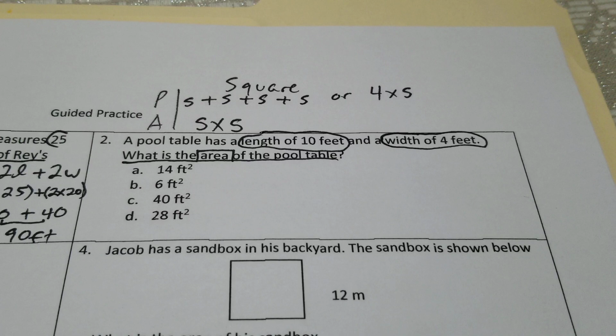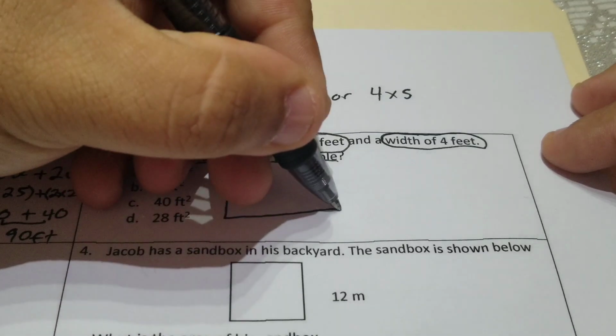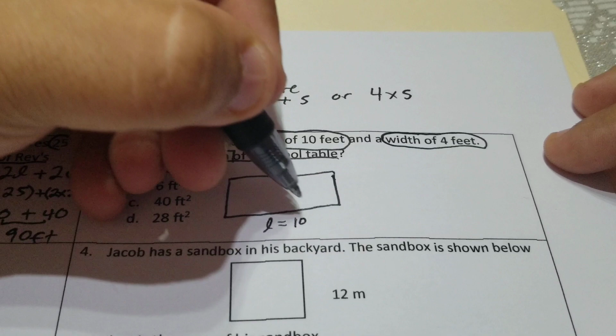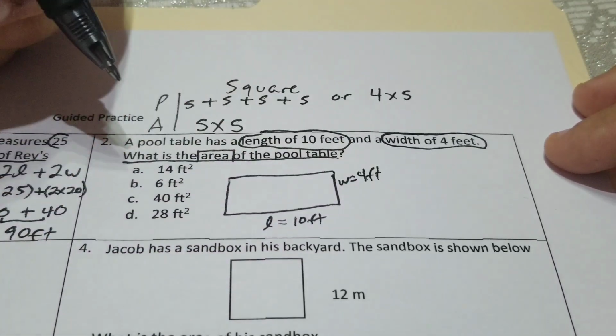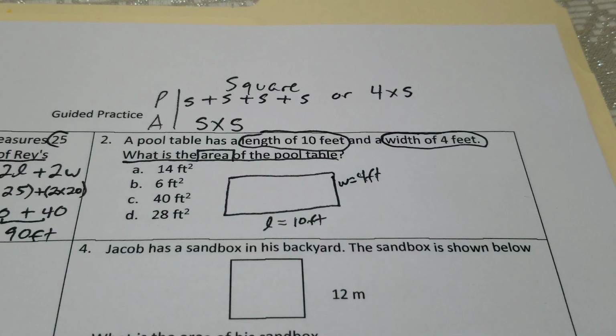What they're hoping to do is, you're not going to know the difference between a square and a rectangle. But we do know what the difference between a square and a rectangle is. All the sides of a square are the exact same length. Therefore, if I drew this picture out, I have a length of 10 feet and a width of 4 feet. Looking at that, those are not the same lengths, so this has to be a rectangle.